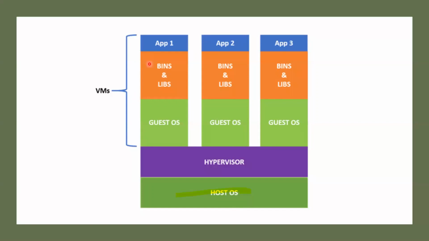So if you see, this has bins, libraries. Each VM would have its own kernel, its own guest OS. It has to install its OS, everything. And what is the hypervisor here? The hypervisor is nothing but what creates the VM and manages the VM. It provides the resources that are necessary for these VMs. So this is about virtualization. We'll see what the drawbacks of it are.